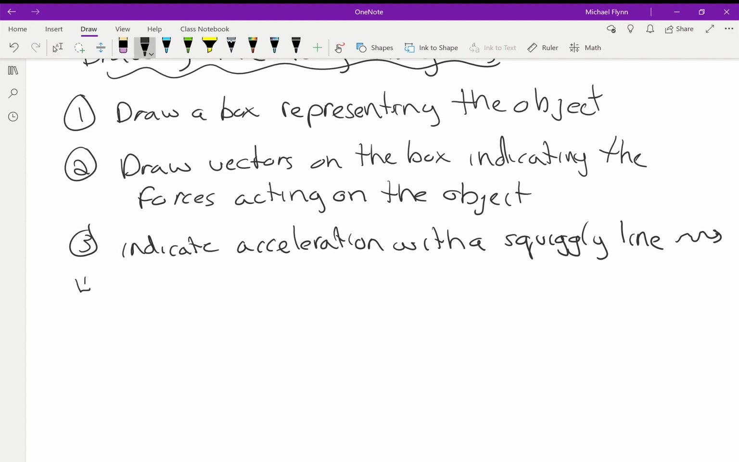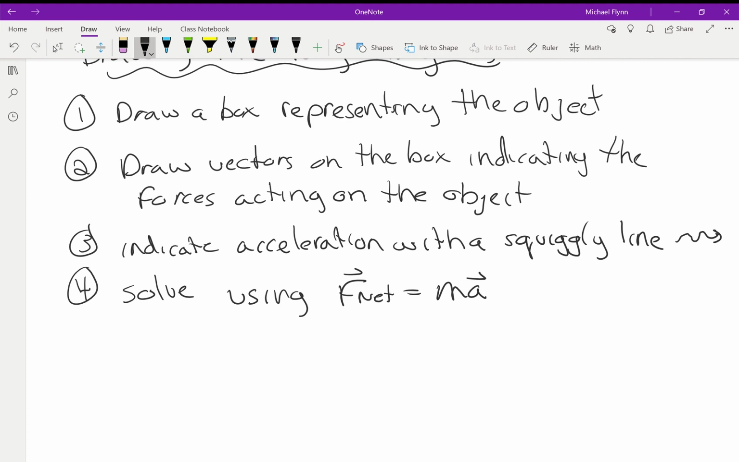And then 4, solve using Fnet equals ma. Okay? And that, in a nutshell, is what got me through first year university physics. It's very, very useful. We're doing really hard pulley questions, which we won't do in grade 11, but we do some of it in grade 12. And without this method, I couldn't have done it. You just can't get your head around it.